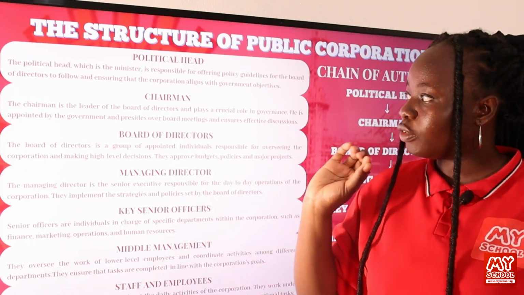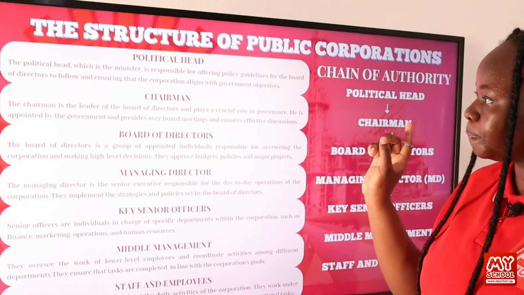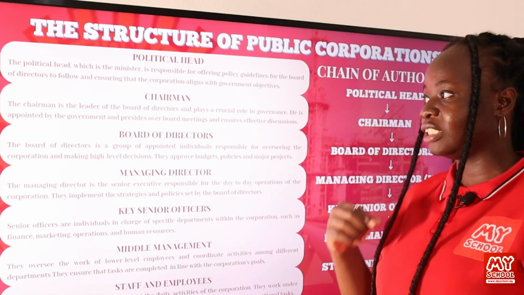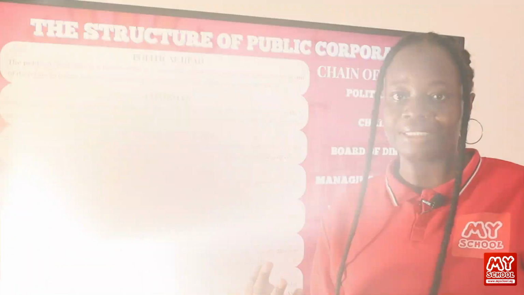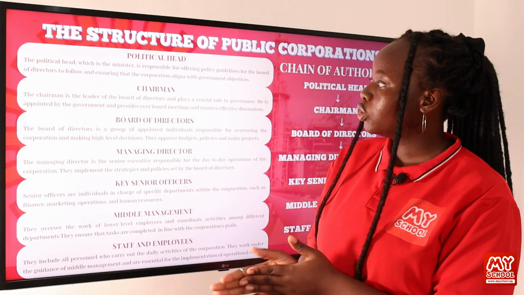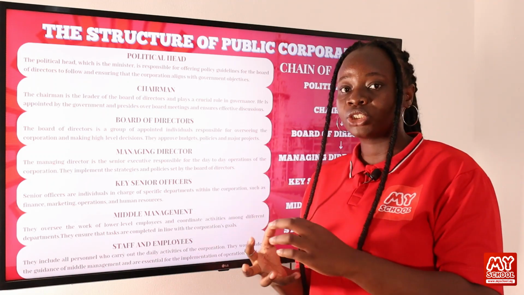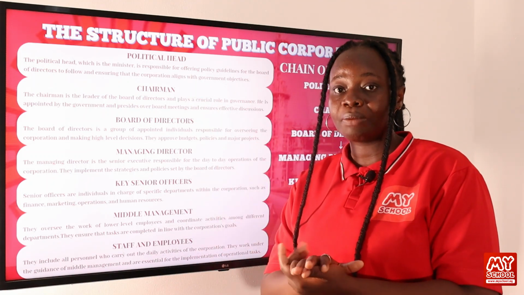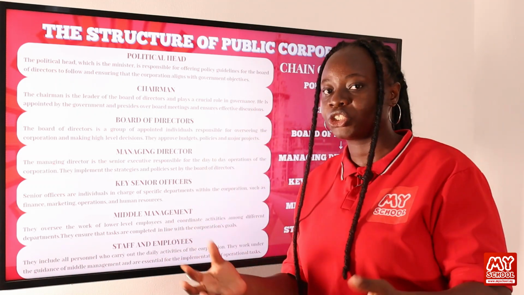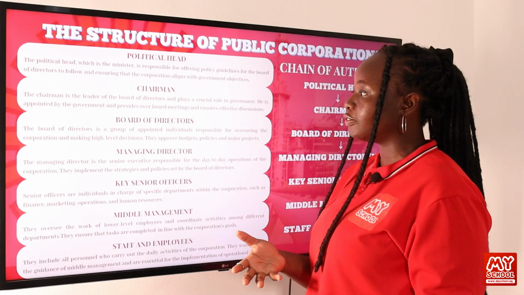So the chairman is the leader of the board of directors and plays a crucial role in the governance of the public corporation. He is appointed by the government and presides over board meetings and ensures effective discussion. So just like other appointees, they are appointed by the president and ratified by the legislature. So what it does is it presides over the board meetings and ensures that they discuss how to implement those policies that have been given to them by the minister, and also to ensure that certain financial decisions, operation decisions are made to suit the corporation, to ensure that they continue to perform their activities appropriately.